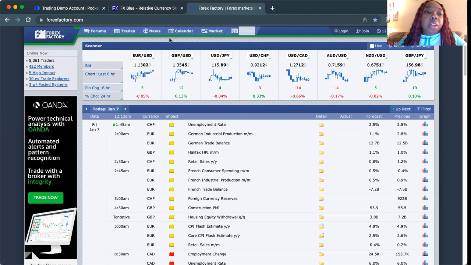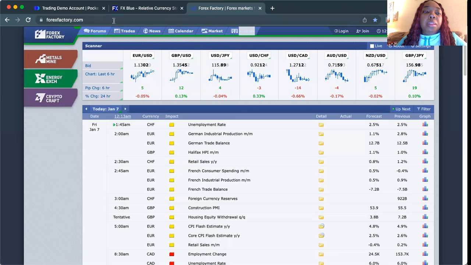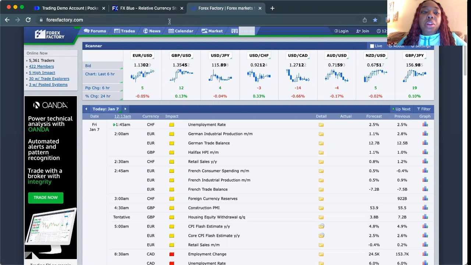And this is called forexfactory.com. You can make note, add this to your bookmarks in your computer or even on your phone, just to have on hand. Again, this is a good tool website for you to utilize for your trading.